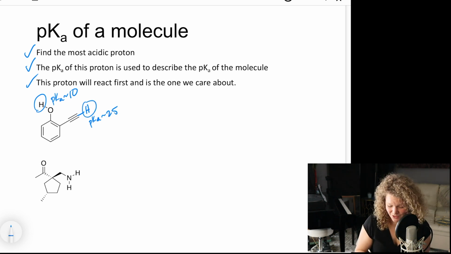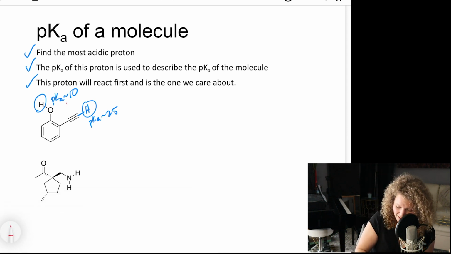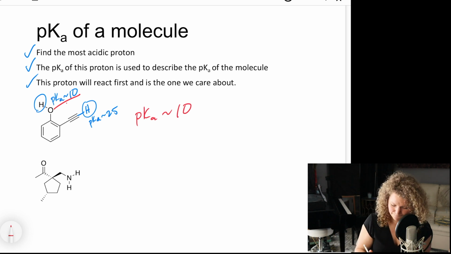I've highlighted the most acidic protons here, but again, we just care about the most acidic proton, which is the one that will do chemistry. So in this case, the pKa of this molecule would be described to have around a pKa of 10, okay? And this is our most acidic proton. All right, let's look at the other molecule we have here.